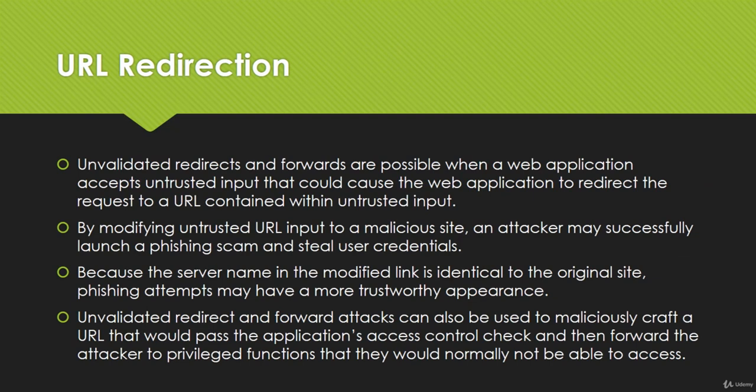Now let's talk about what is URL redirection. Basically, URL redirections are possible when a web application accepts untrusted input, and by modifying this untrusted input, we can redirect to a malicious website. In that case, an attacker may successfully launch a phishing scam or steal user credentials. You must be wondering how we can hunt for URL redirections. You just need to find a URL parameter having some tendency to redirect somewhere.